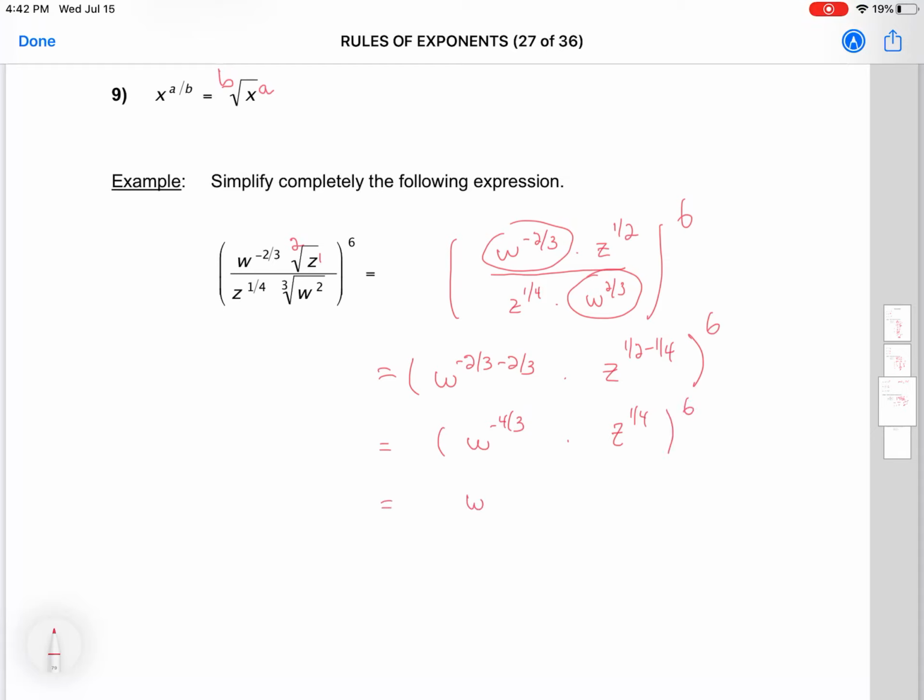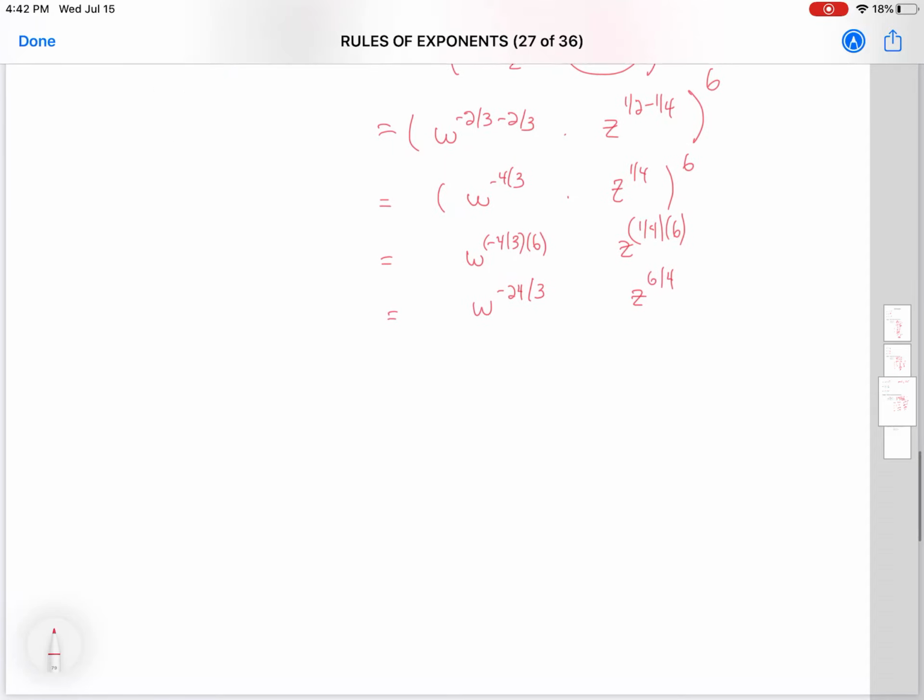Now, I'll take the 6 and multiply it with each exponent, right? Because x to the a to the b is x to the ab. So 1/4 times 6 for the z. Okay, minus 4/3 times 6 is minus 24 over 3. As this z is to the power of 6 over 4. That would be w to the minus 24 over 3, which is minus 8, and z to the 3 over 2.